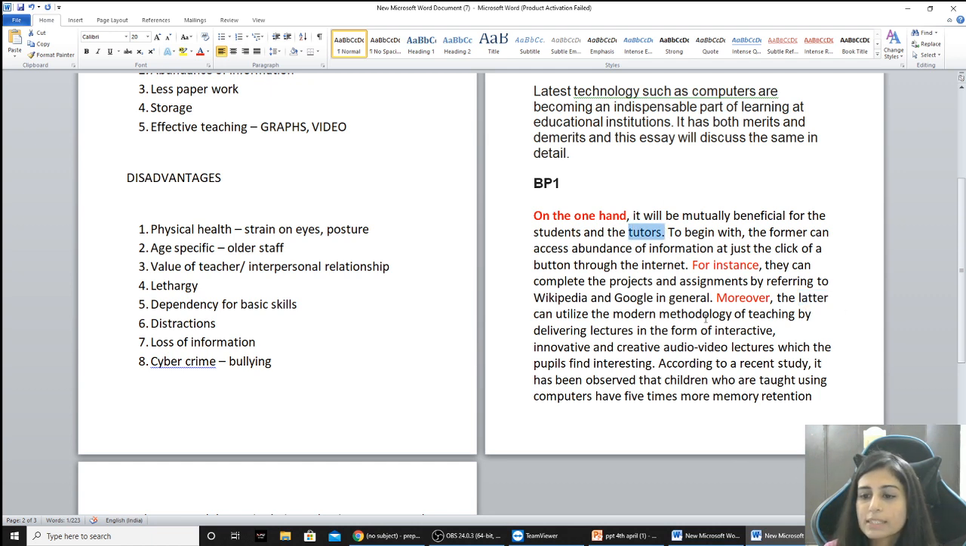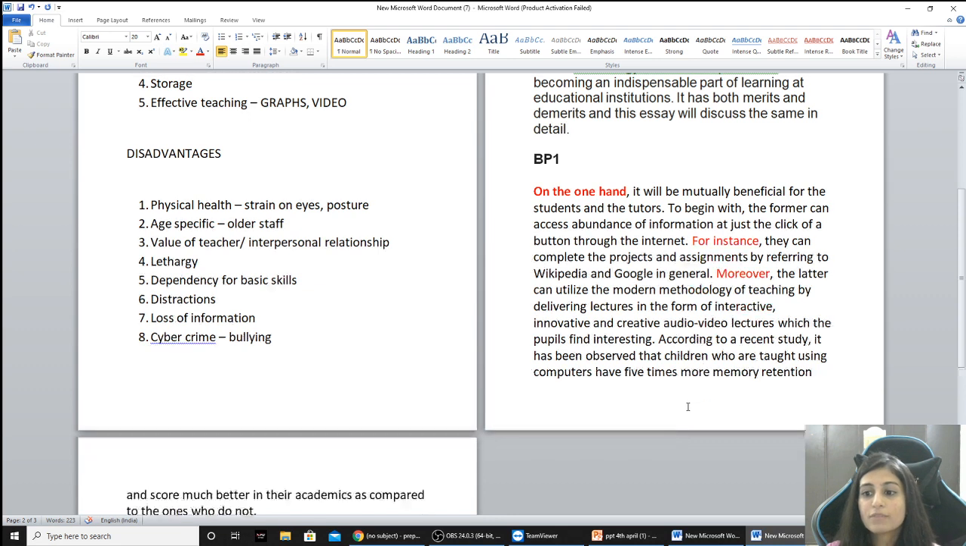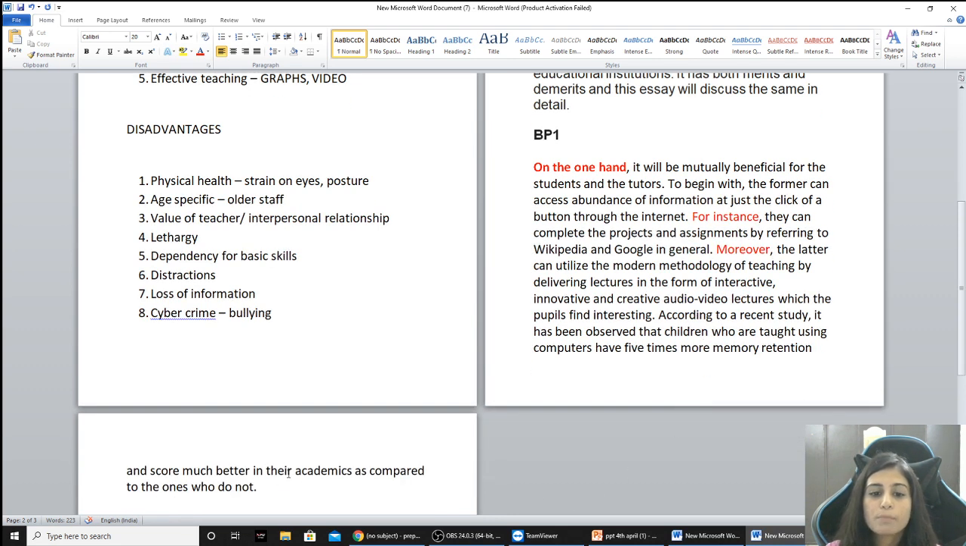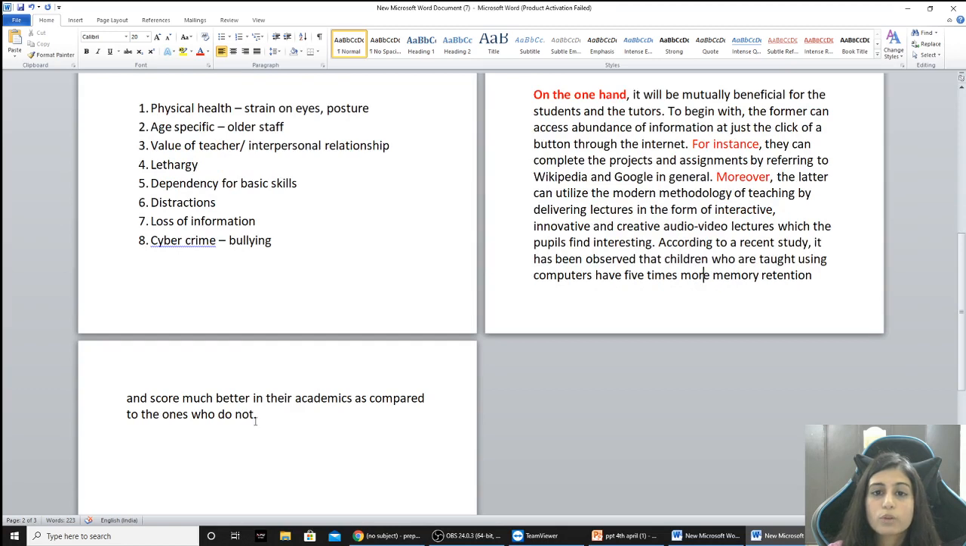The latter can utilize the modern methodology of teaching, which is the opposite of conventional methodology of teaching, by delivering lectures in the form of interactive, innovative, creative, audio-video lectures, which the pupils find interesting. Here you can write a lot more things like find interesting, and they grasp their attention and increase their attention span. You can write anything. This is just one way of writing it. Okay. According to a recent study, it has been observed that children who are taught using computers have 5 times more retention and score much better in their academics as compared to the ones who do not.